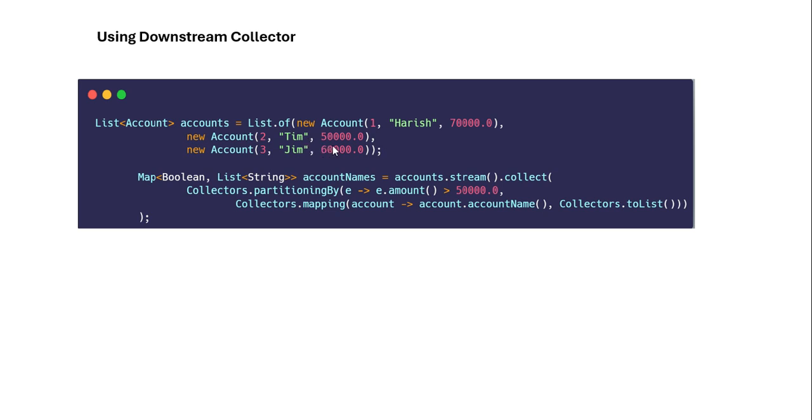Let's say we want to partition premium accounts and normal accounts in that manner. So you partition it by this 50,000 here. Now after partitioning, we don't want the entire object here in the list. What we want is only the names here.